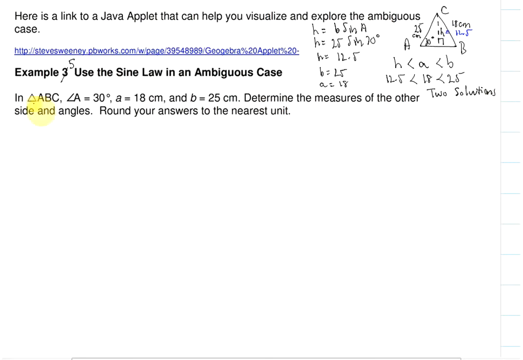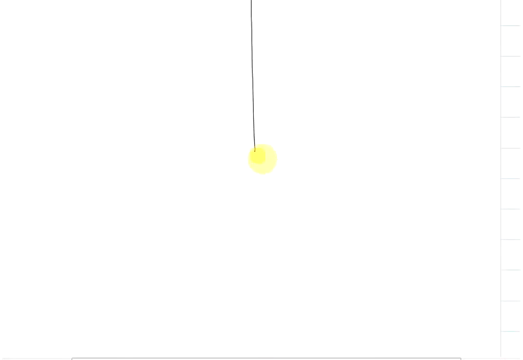Okay, so we are told angle A is 30 degrees, side A is 18, side B is 25. We have to determine the measure of the other side and angles, and then round our answers to the nearest unit. Okay, so we're going to have to divide our page in 2 because we are going to be working on 2 triangles simultaneously.